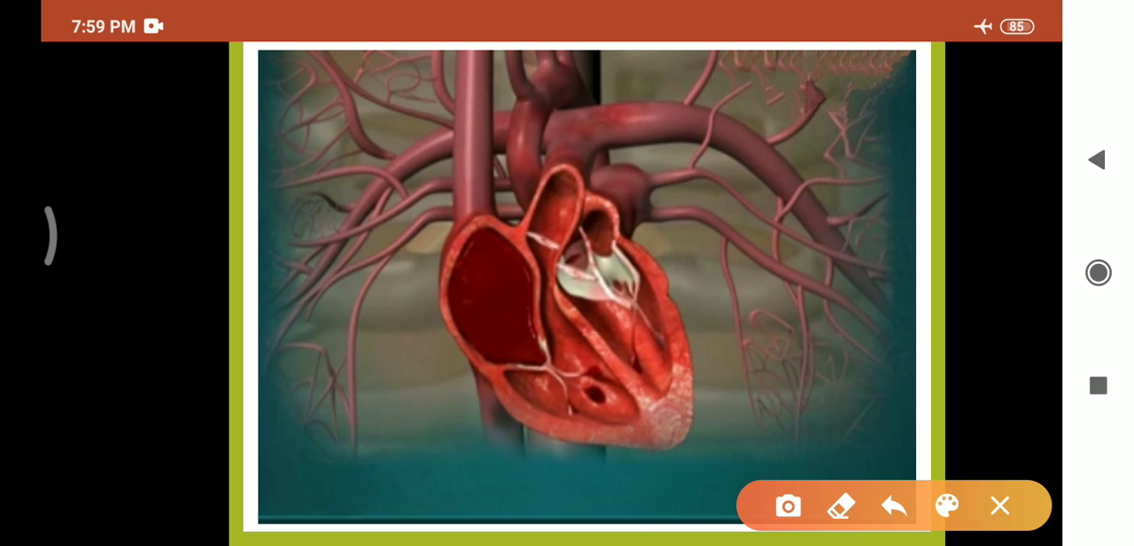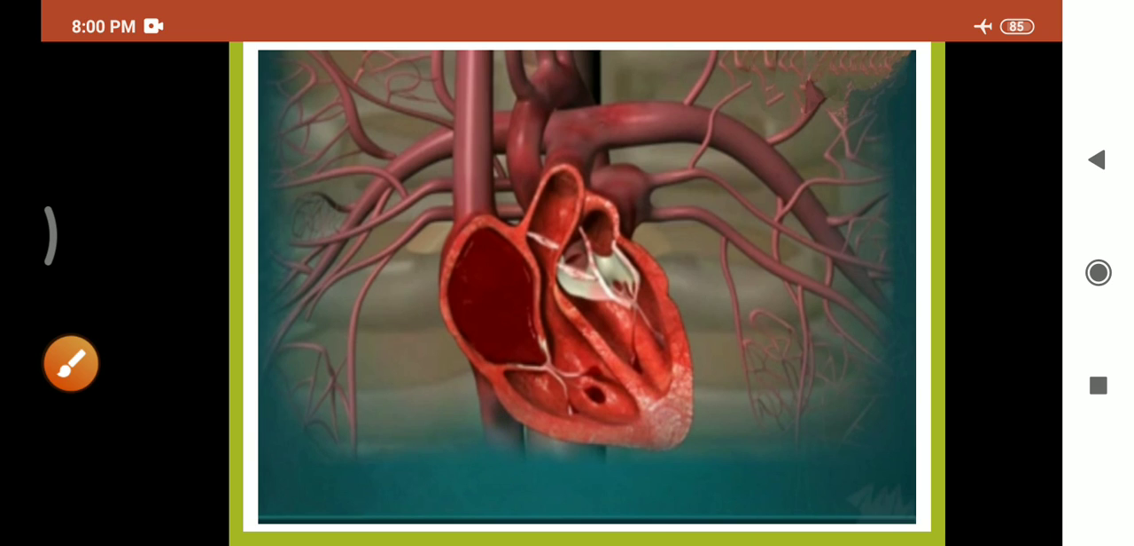It collects the deoxygenated blood from the upper side of your body. And here you can see the inferior vena cava. What is the function of this inferior vena cava? It collects the deoxygenated blood from the lower side of your body. So what is the requirement? This deoxygenated blood should be oxygenated. How does this happen?